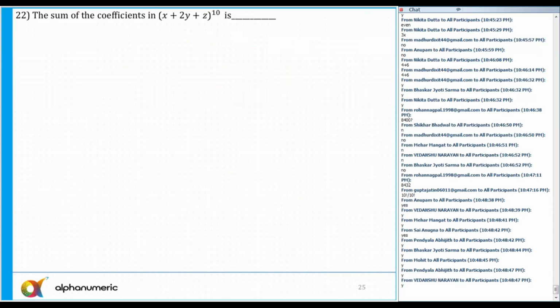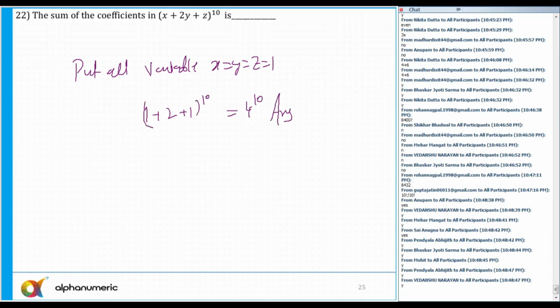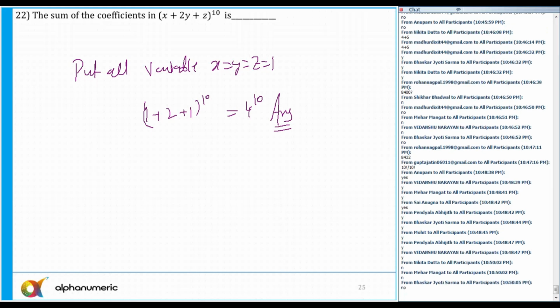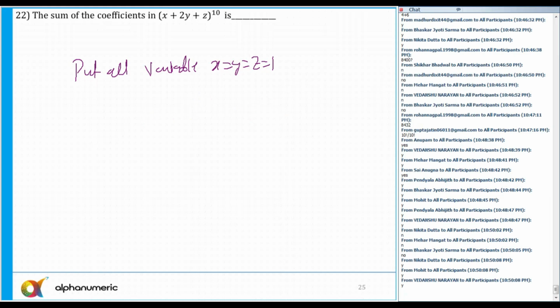Now remember, to find the sum of coefficients, there is always only one thing. Put all variables equal to 1. Put x equal to y equal to z equal to 1. Because if I put all the variables equal to 1, I'll automatically get all the coefficients. So the answer is 1 plus 2 plus 1 to the power 10, which is equal to 4 to the power 10. And that is the answer. Any doubts to anyone now in this question? Please tell me. So can I move to the next question? Try this.